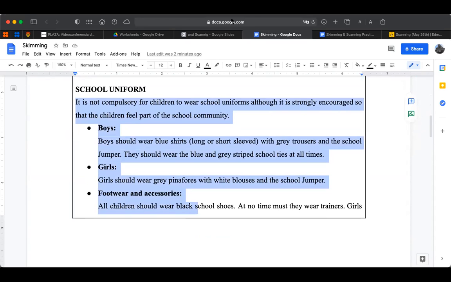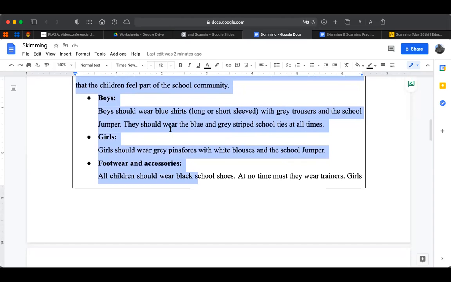Okay, go ahead. It is not compulsory for children to wear school uniforms. However, it is strongly encouraged so that the children feel part of the school community. And the boys should wear blue shirts, long or short sleeves. ¿Cómo se dice? Slip with gray trousers and the school jumper. They should wear the blue and gray striped school ties at all times. The girls should wear gray pinafores with white blouses and the school jumper.